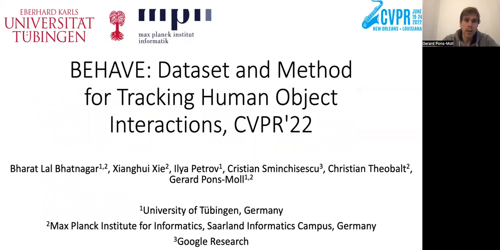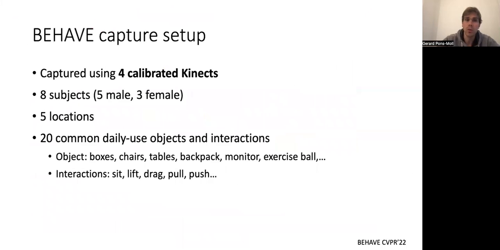So in this work, which is called Behave, we basically have something in between. We wanted a capture system that is portable, but also has good localization and does not drift over time. For this, we used a setup which includes 4 calibrated Kinects, and 8 subjects were recorded, 5 males and 3 females, in 5 different locations. We captured a variety of daily use objects and interactions, for example, boxes, chairs, tables, backpacks, and so on.